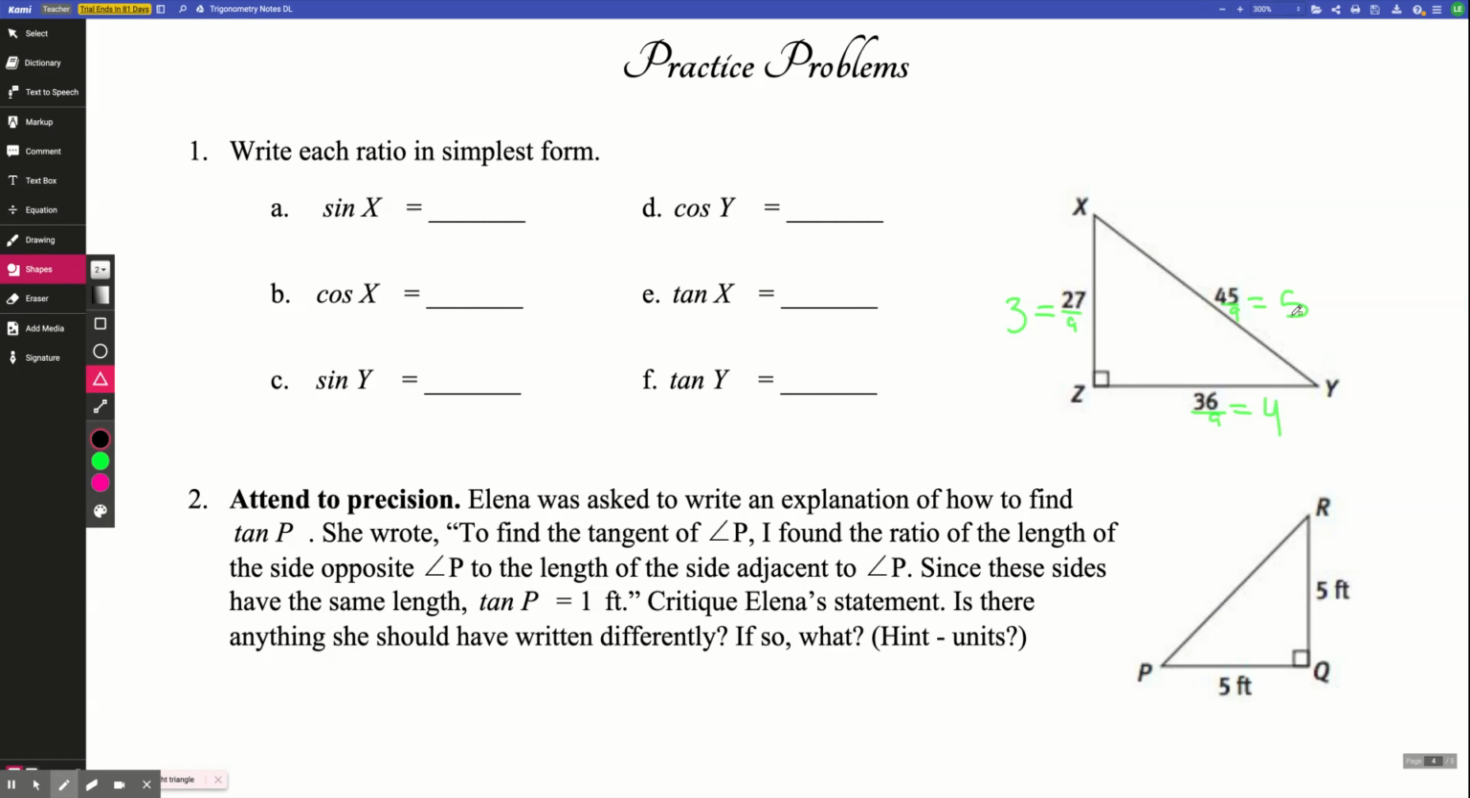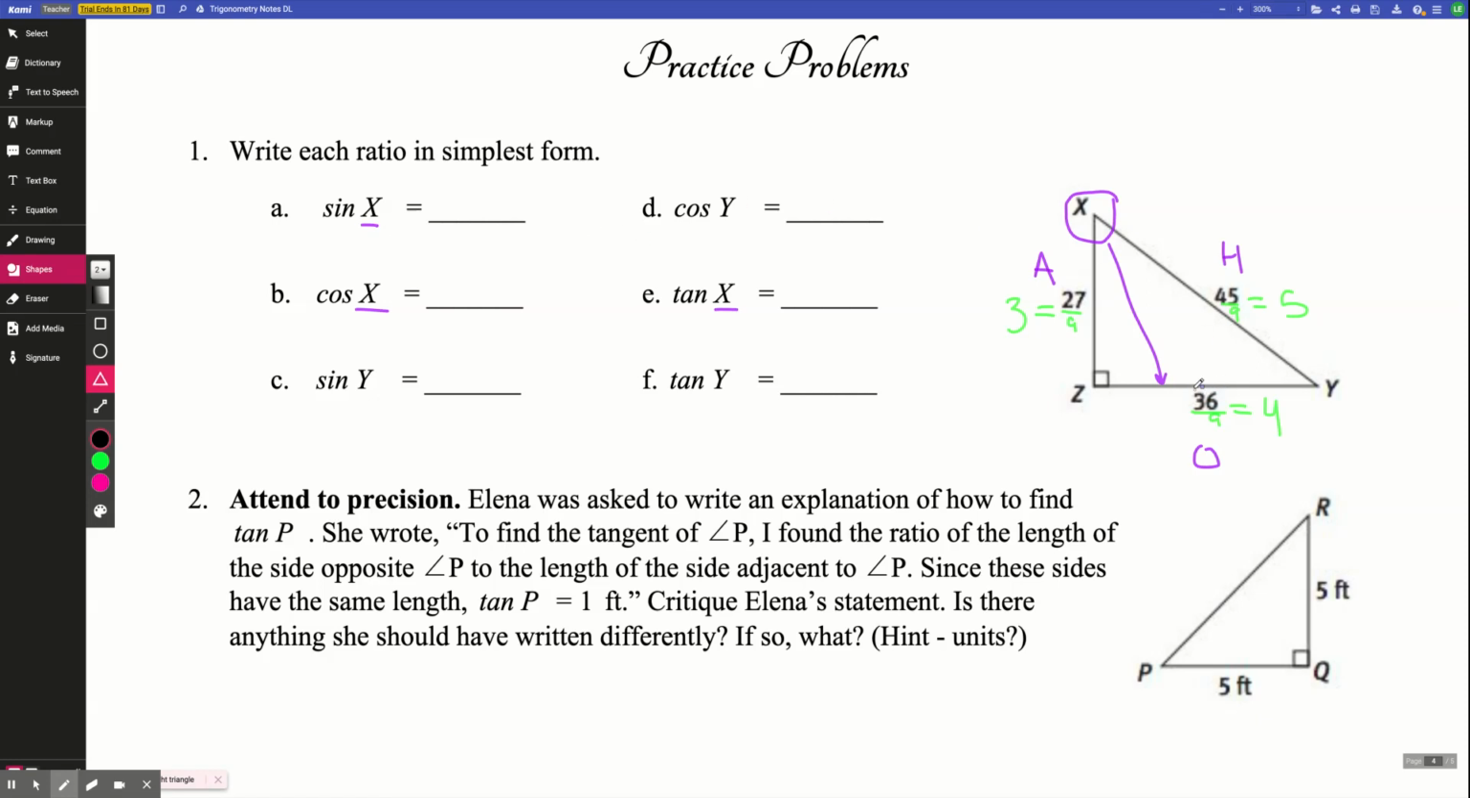So this is a 3, 4, 5 triangle. This is a multiple of a 3, 4, 5 triangle. All right, so let's go ahead and write these ratios. I'm going to do x first. That's the angle that I'm concerned with, so I'm going to label my triangle with opposite, adjacent, and hypotenuse. Opposite here, this is hypotenuse, and then my adjacent side is here.